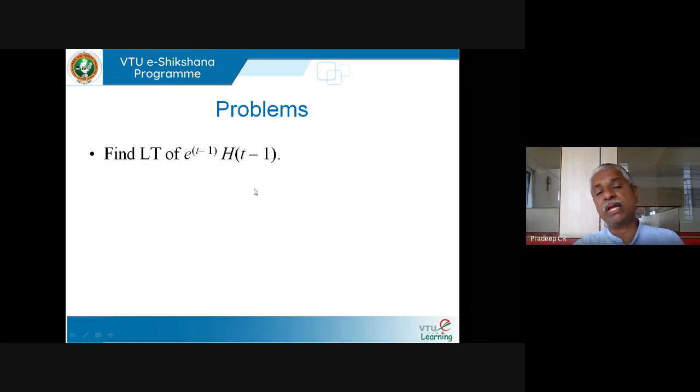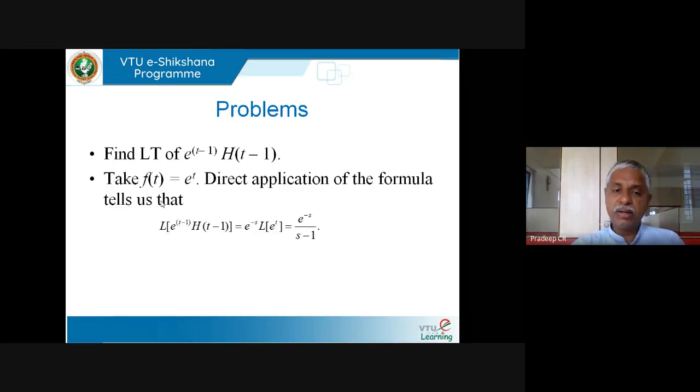I want to find the Laplace transform of this function, e power t minus 1 h(t minus 1). This means what? Up to 1 second, h(t minus 1) is 0, so the whole thing is 0. After 1 second, it is e power t minus 1, because h(t minus 1) is 1. So what is the Laplace of this kind of function? Instead of writing down the definition, we will use this formula. It's a direct application of the formula.